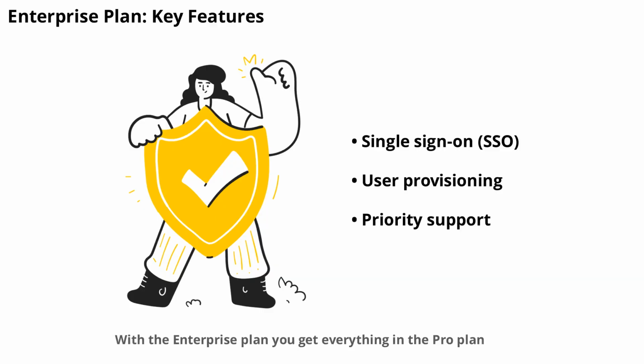With the Enterprise plan, you get everything in the Pro plan, plus advanced features like single sign-on, SSO, user provisioning, and enhanced security controls. You also receive priority support, onboarding assistance, and access to custom integrations. This plan is ideal for organizations that need to manage multiple users, enforce compliance, and ensure reliable automation at scale.